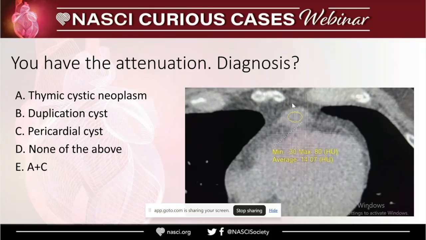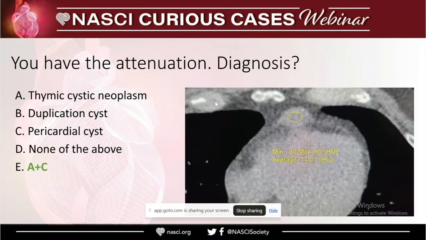For example, if we're talking about a duplication cyst, this is not the typical location for that, because a duplication cyst, whether it's bronchogenic or enteric, esophageal, should be posterior. So in this location, the only things that can be considered are either pericardial cyst, because it's in close relationship with the pericardium, or maybe thymic cyst. I still place thymic cyst in the differential diagnosis, but I say it's probably of lower likelihood.